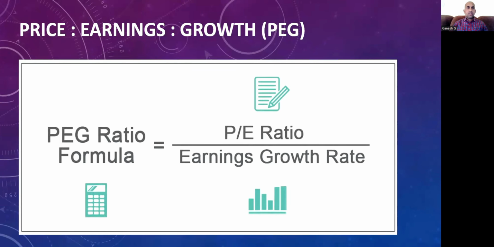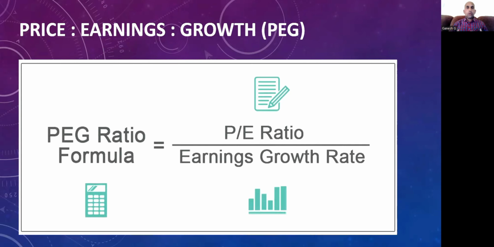PEG, which is price to earnings to growth ratio. The PEG ratio formula is PE ratio divided by earnings growth rate. So what is PE ratio? What is earnings growth rate? These two parameters are involved to calculate a PEG ratio. Do we understand what a PEG ratio is altogether?